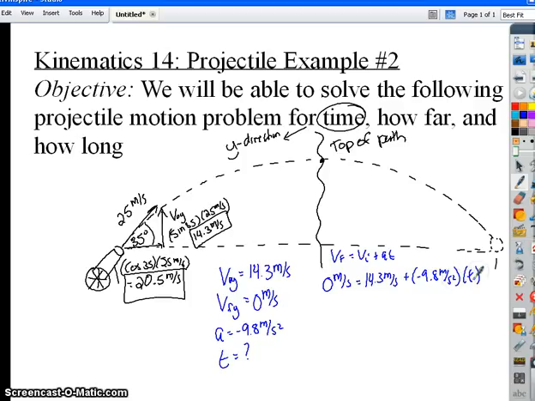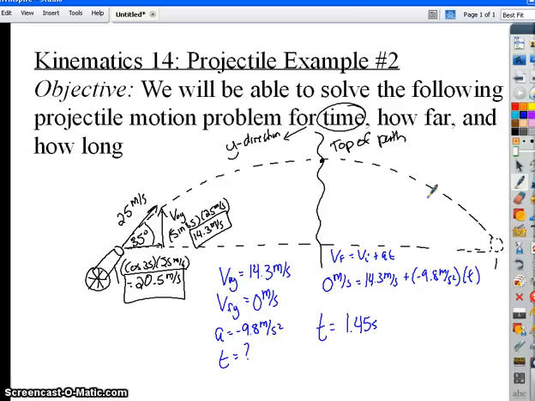If we solve for t here, we subtract 14.3, divide by negative 9.8, and we get a time equal to 1.45 seconds. So it takes 1.45 seconds for this projectile, this cannonball, to reach the very top of its path. That's good, but we want to know the whole path, and since both sides of the path are equal, there is no air resistance. We're calling this projectile motion, free fall basically.